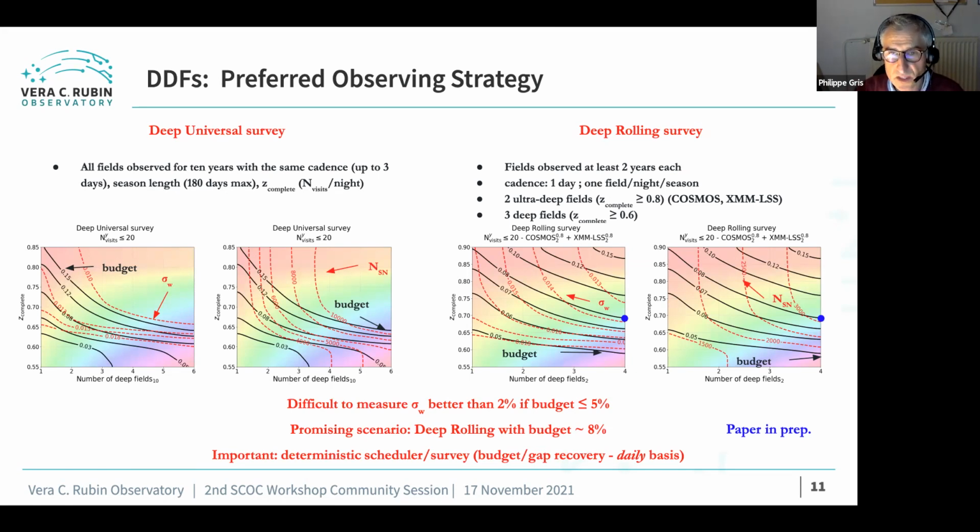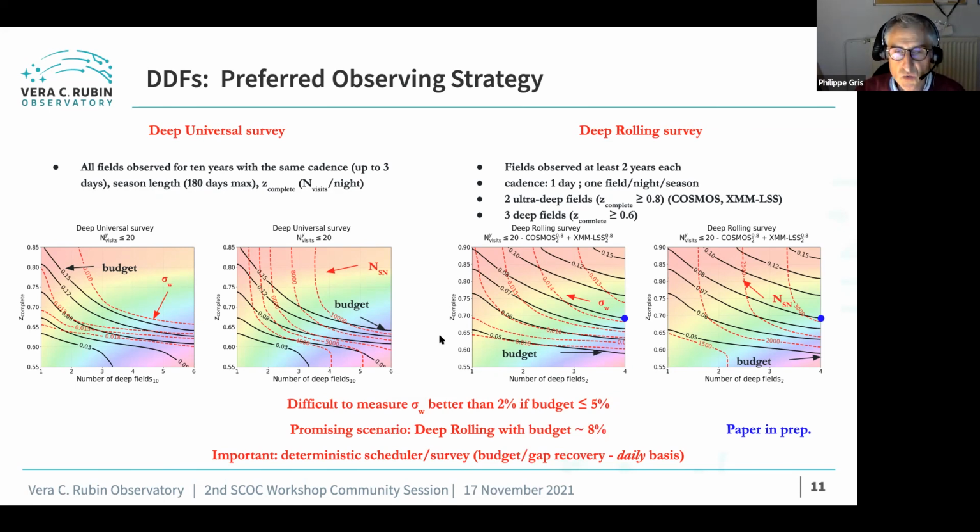The plots on this slide correspond to the performance of these 2 surveys. On the y-axis, for each of the plots, you have the redshift completeness, and the x-axis is the number of deep fields. The black curve corresponds to the budget, depending on the configuration that you will have. And the red dotted curve corresponds to either, on the left, the error on the W parameter, or on the right, the number of well-sampled supernovae.